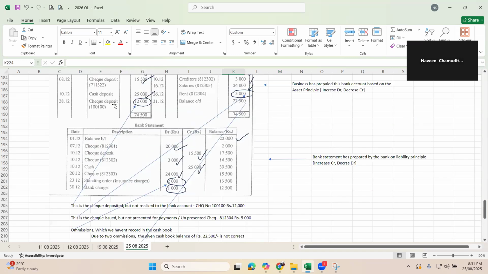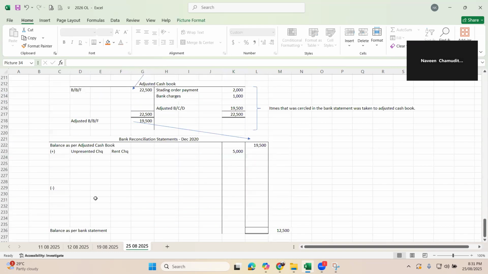Then there is one more, unrealized check. This is the check, 12,000. That will be deducted. So minus here unrealized check. It's 12,000. Right. Then, so 5,000 will be added here. We'll see whether the answer comes. So here 5,000 will be added and 12,000 will be deducted. So final answer should be 12,500. We'll see whether it's coming. If you do the question correctly, yeah, 12,500 should come.